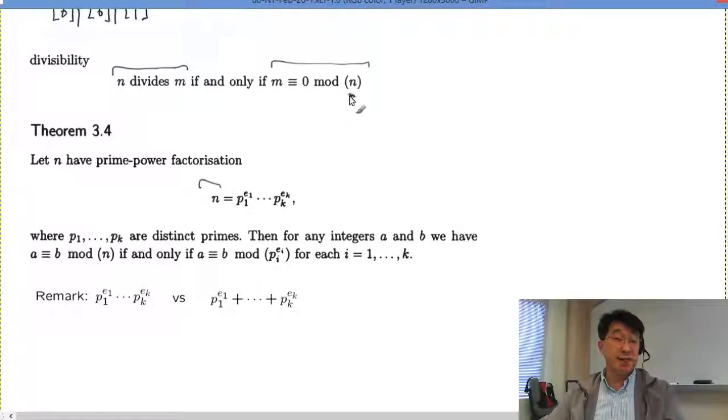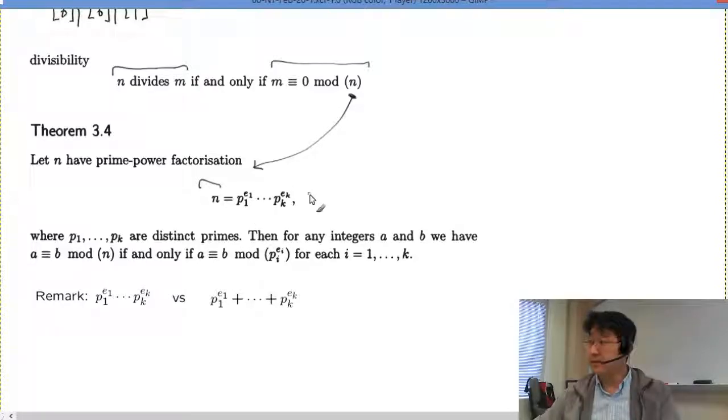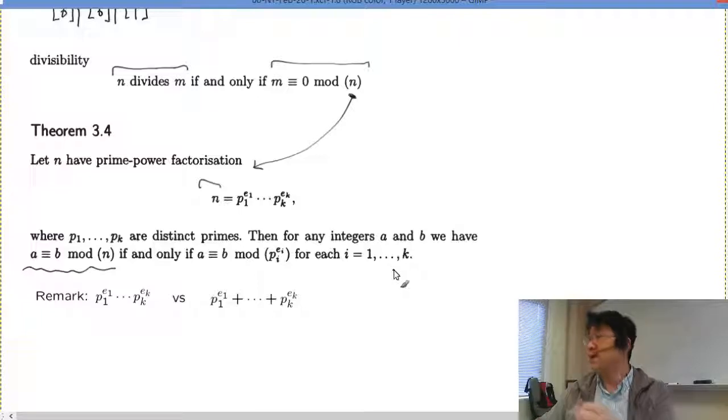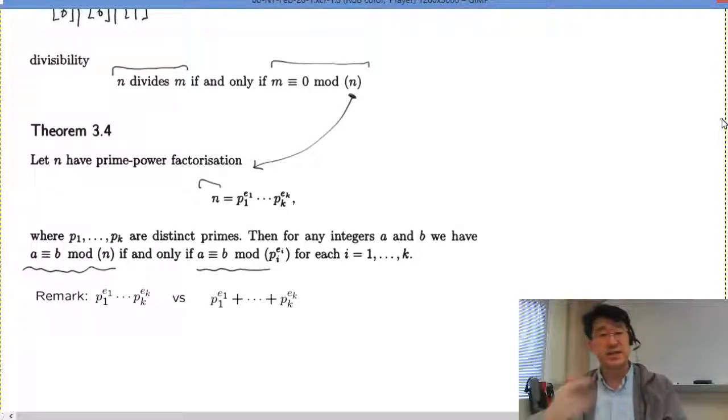If your n, that's the modulus n there, is factored into prime factorization like that, and you want to establish a is congruent to b mod n, you can actually separate this into smaller moduli. It says it is equivalent to a is congruent to b mod each of these prime power moduli. If you can establish this, it'll imply that a is congruent to b mod n. It's equivalent, right?